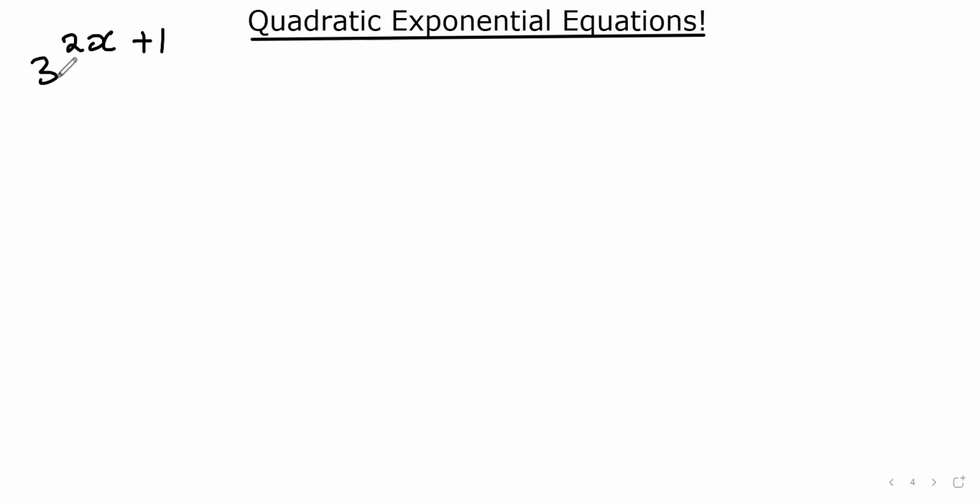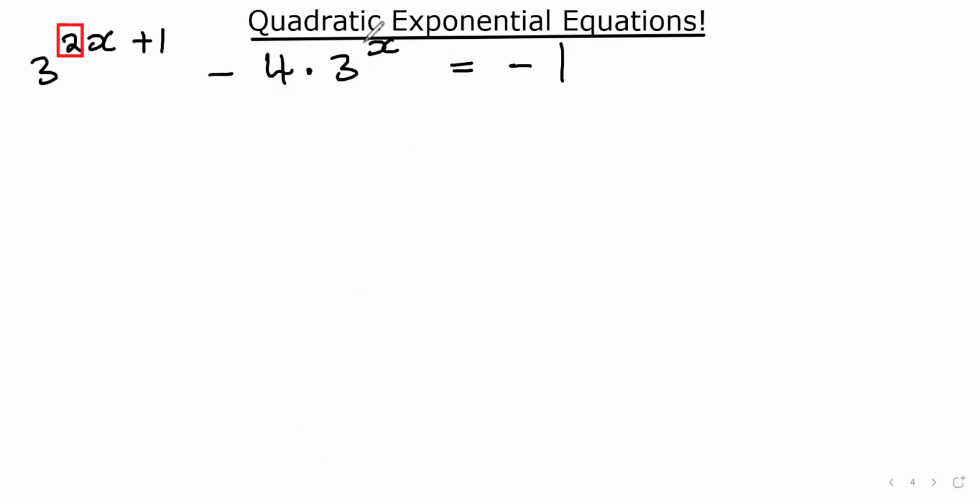So here we have 3 to the power 2x plus 1 minus 4 times 3 to the power x, and this is set equal to -1. Now, once again, we see that x has a coefficient of 2, but here x has a coefficient of 1.